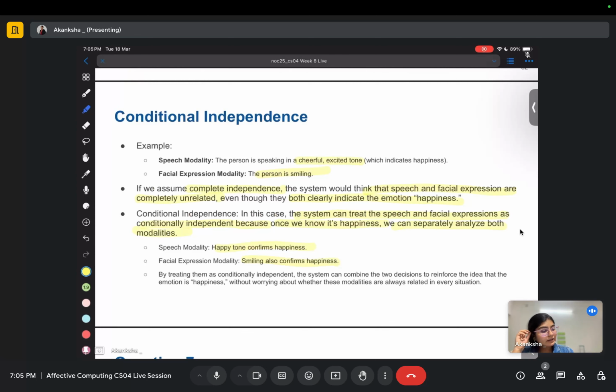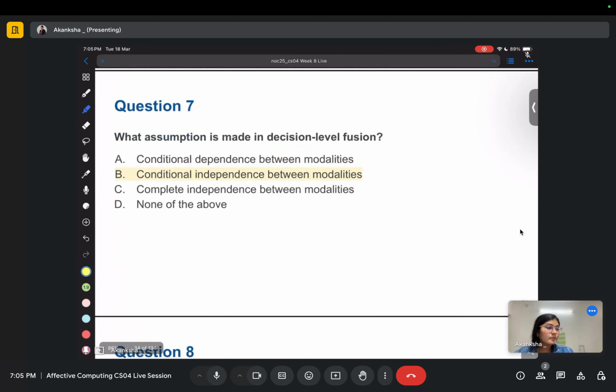So if we treat them as conditionally independent, then the system can combine the two decisions, let's say by voting or averaging, to reinforce the idea that the emotion is happiness without worrying about whether they are related in every situation or not. In this particular situation we are concerned about, that is confirmed here. So the answer is conditional independence between modalities.